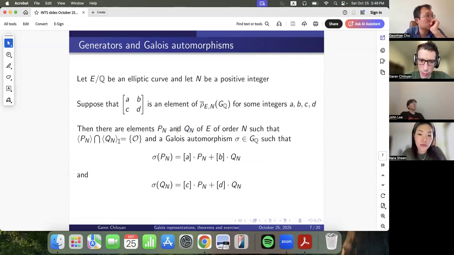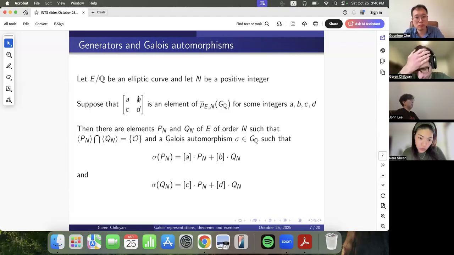There's only one element inside both those groups. And there's a Galois automorphism on GQ such that if you evaluate on Pn, you get this vertical left column, and if you evaluate on Qn, you get this. Oh no, I wrote it wrong. Sorry, this B should be a C, and this C should be a B.